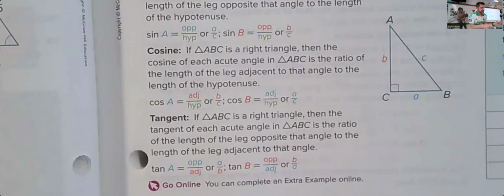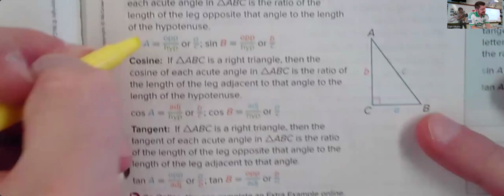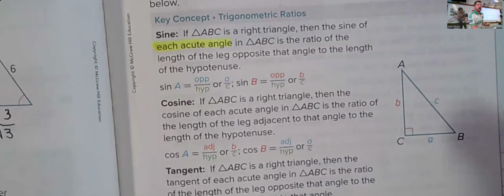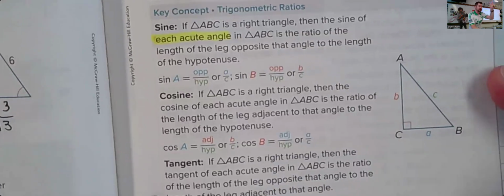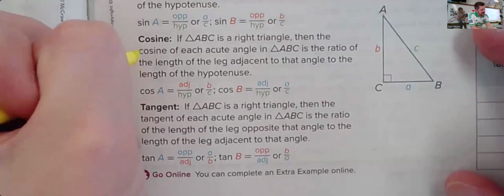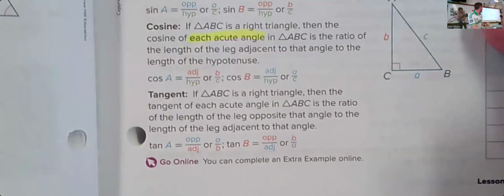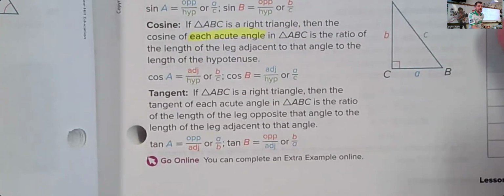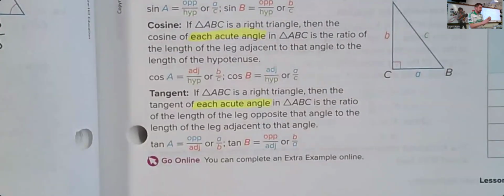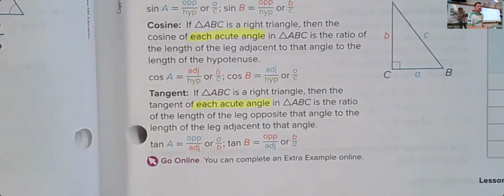Every single one of these references specifically each acute angle, or I guess because it's a right triangle, both acute angles. There are two acute angles in a right triangle. The third angle is not acute because it's a right angle. We do not use the right angle in trigonometry. We use only the acute angles with trigonometry. Don't use the right angle when you're dealing with sine, cosine, or tangent. Use the angles that are less than 90, the acute angles. Okay, now back to tangent.